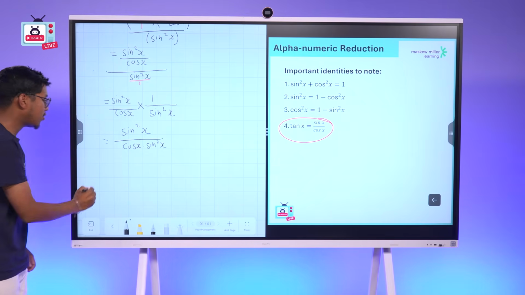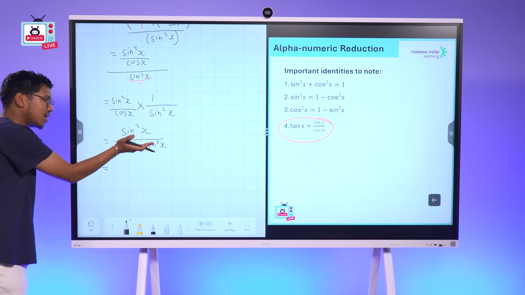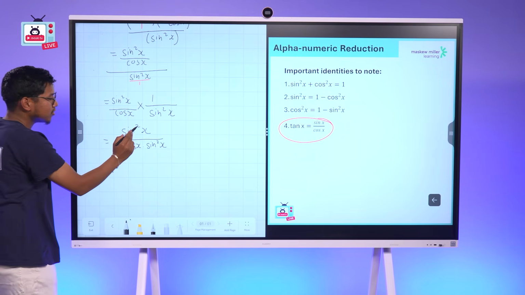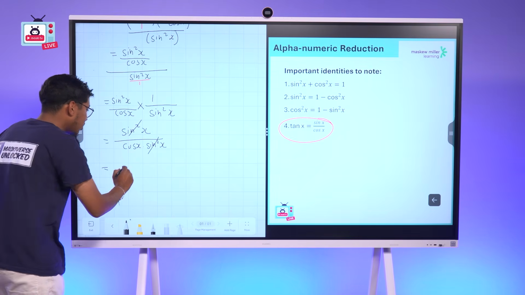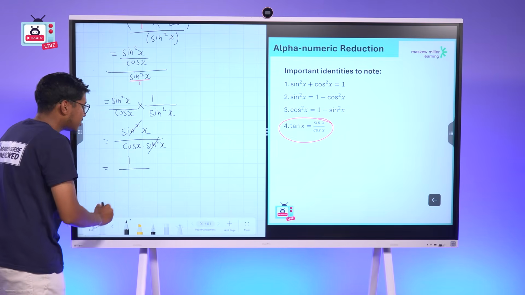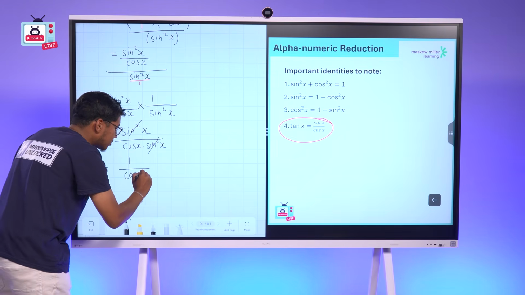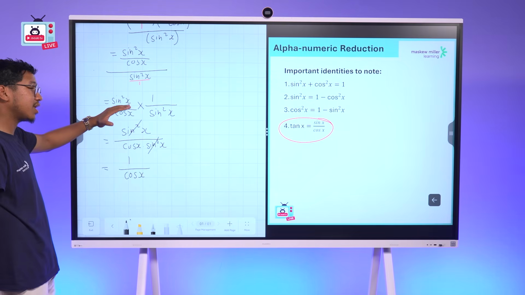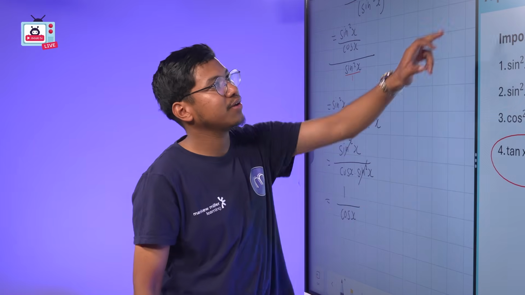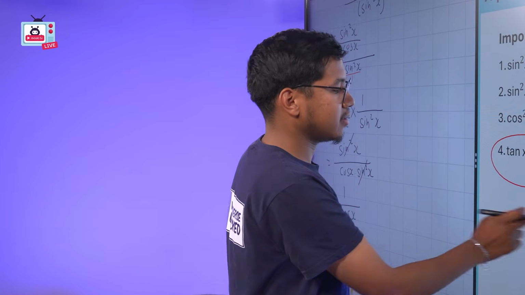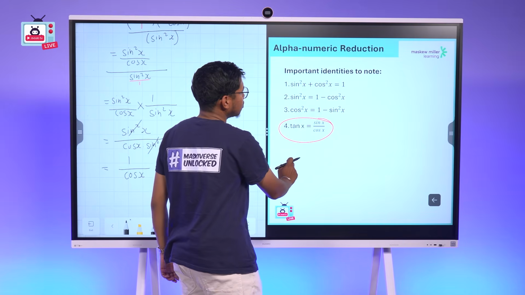And what can I do now? I have one term in the numerator. I have one term in my denominator. So sine squared x divided by sine squared x becomes what? It is just 1. So in my numerator I have 1, and in my denominator I have cos of x. And look how I've reduced that to a very simple looking trig ratio over there. Okay? Right. Now we can move on to another one.